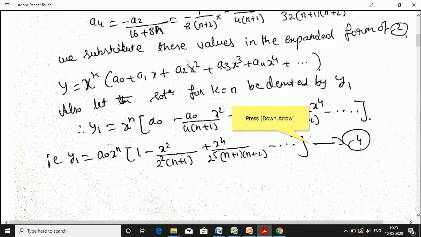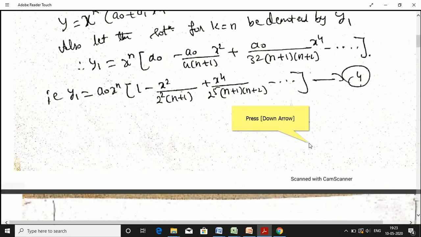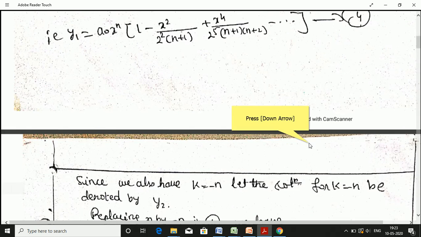That is, y1 is equal to, in all the terms a naught is common, a naught into x power n into (1 minus x square divided by 2 square into (n plus 1) plus x to the power of 4 divided by 2 to the power of 5 into (n plus 1) into (n plus 2) plus dot dot dot). We'll call it equation 4.